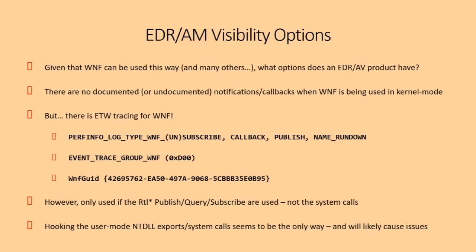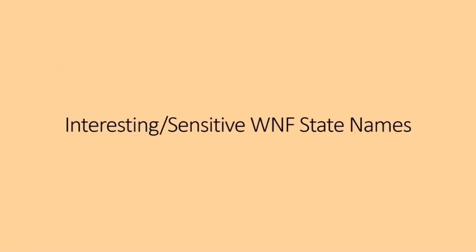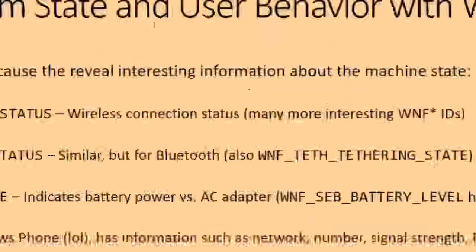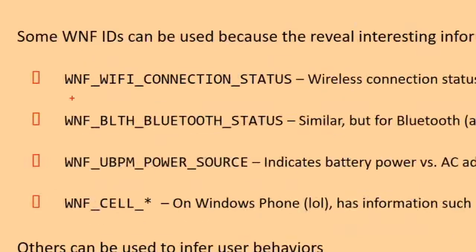So it's a very invisible kind of IPC mechanism, which makes it interesting for me. Now, the other thing that's interesting is, what are some names that reveal information about the system that perhaps shouldn't be revealed, right? And there's like 4,000 well-known names, so we're just going to go over a few of them. But for example, there's a WNF ID called WNF Wi-Fi connection status. This tells you the machine is connected to the Wi-Fi network and the current signal strength. And if you register a notification on this, even from kernel mode, for example, you'll get this data.